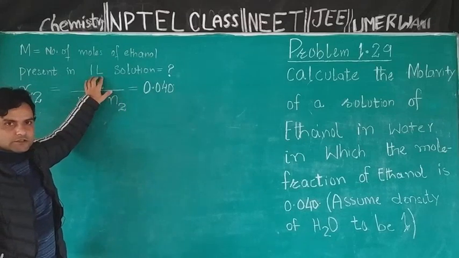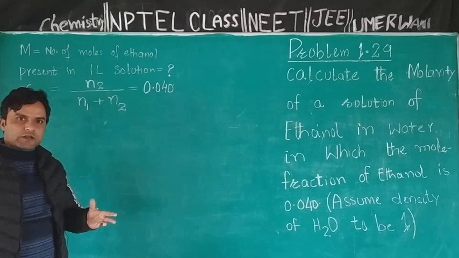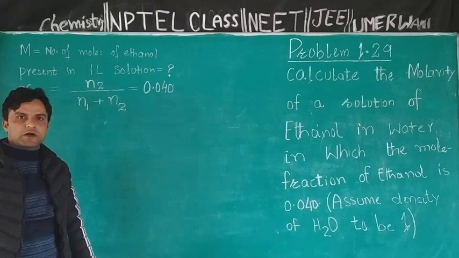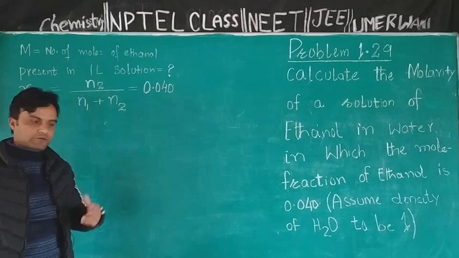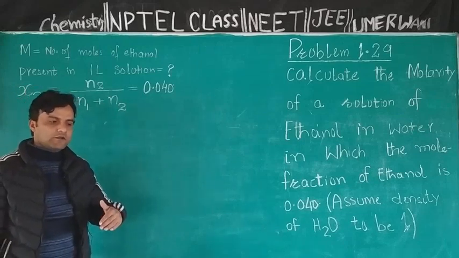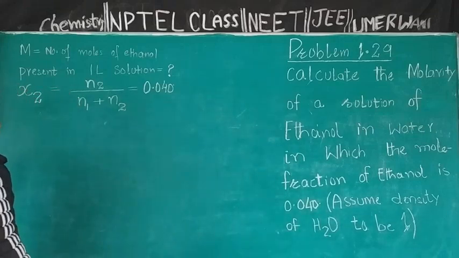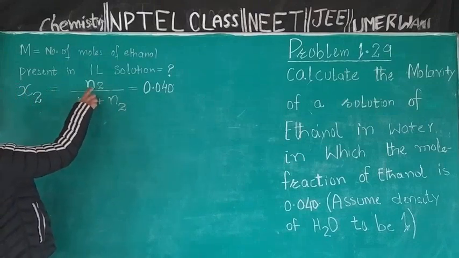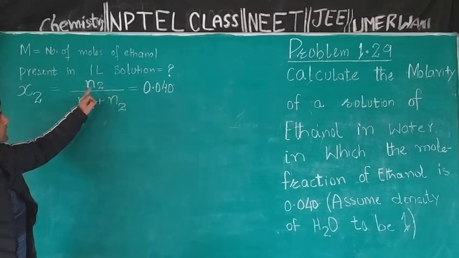Volume of solution is 1 liter, therefore volume of solvent water is 1 liter. Now considering that density of water is 1, if volume is 1 liter, its mass will be 1 kg, and 1 kg means 1000 grams. We have 1000 grams of water, we have 1000 grams of solvent water, and we can consider it as 1000 grams of solution. I will first find here value of N2, number of moles of solute ethanol.